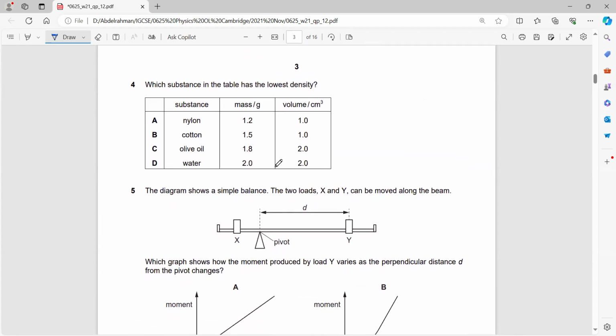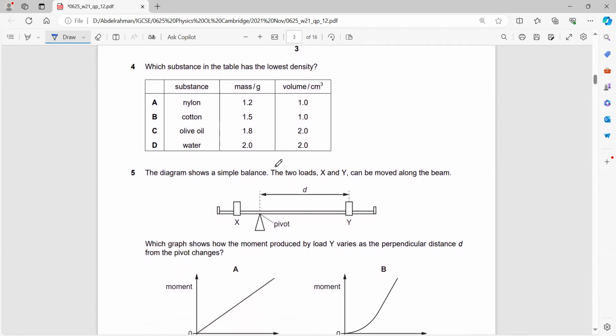Which substance has the lowest density? Density equals mass over volume. For each of these, we need to calculate the mass over volume: 1.2 over 1, 1.5 over 1, 1.8 over 2, and 2.0 over 2. This would result in C, which is 0.8, 0.9.